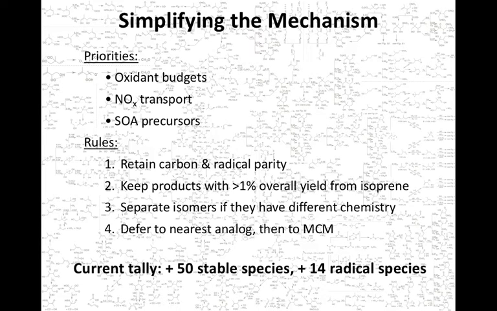We try to keep explicit treatment of any products that are made in at least 1% overall yield from isoprene, though we might cut that down a bit, and including treating separate isomers if they do have separate subsequent chemistry as well. And then not leaving any dead ends in the process: if we come to a compound that we don't have a recommendation for, deferring to its nearest analog or to things that are in MCM right now. At the most recent tally, I have this down to 64 compounds, hopefully getting smaller than that, but that's what the results that I'll be showing you are from right now.